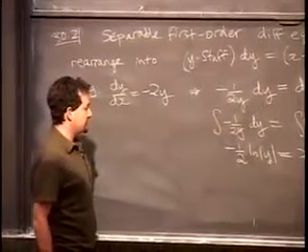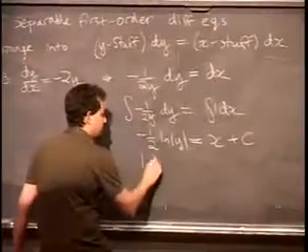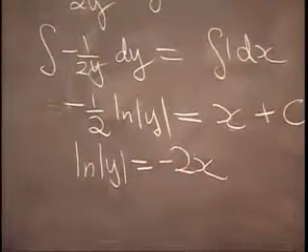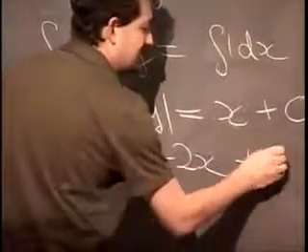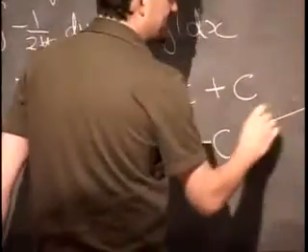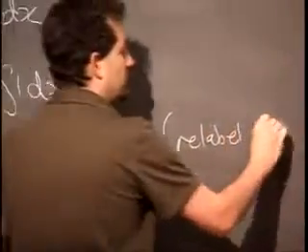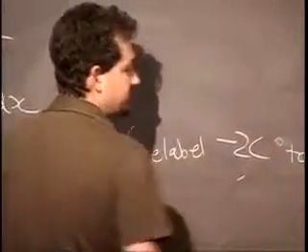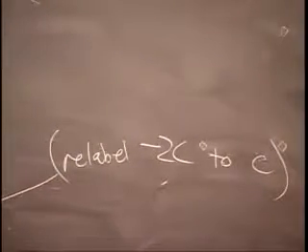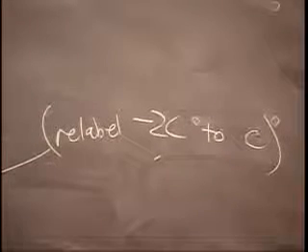Now I just have to solve for y. So I get log of y is equal to minus 2x. And I should really write minus 2c, but minus 2 times c is just another c. I've relabeled implicitly without even commenting. Well, I'm going to comment now, but you don't really have to. Minus 2c to c. So what? Minus 2 times a constant that we didn't know what it is is just some other constant that we still don't know what it is.